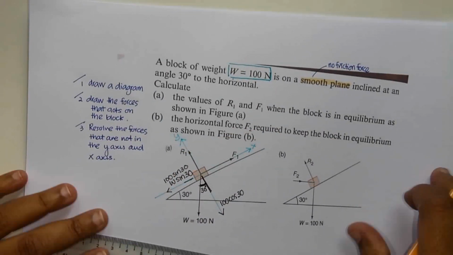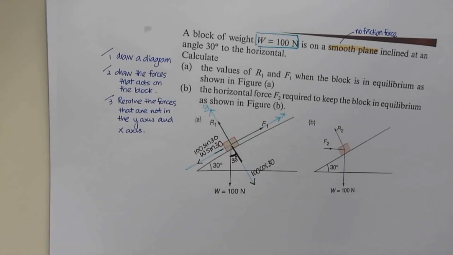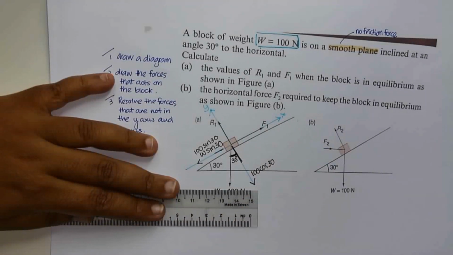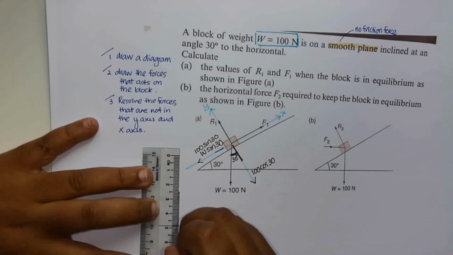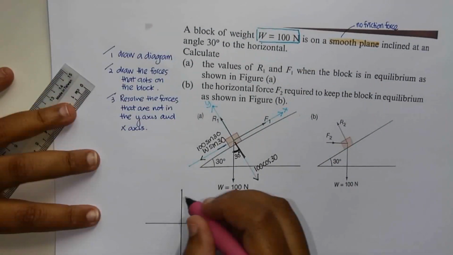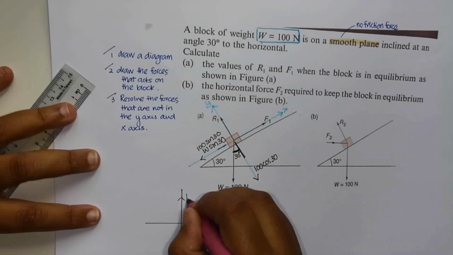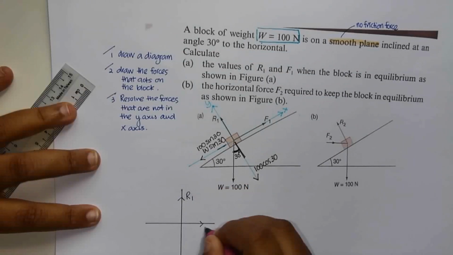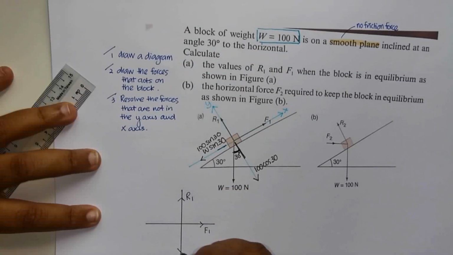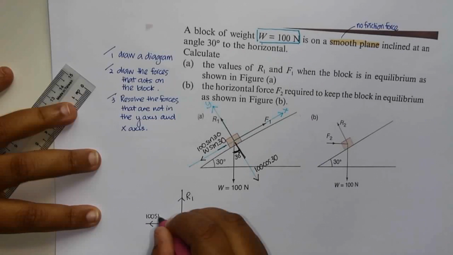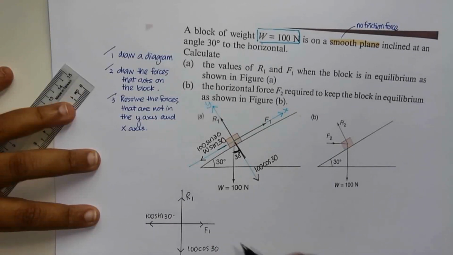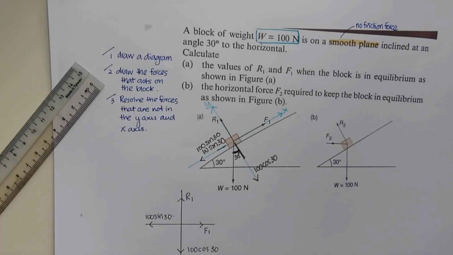Then we look at this, and we just draw it like this, we make it straight. So we have R1 here, F1 here, and then 100 cos 30 and 100 sine 30 here. Alright, so that is all.